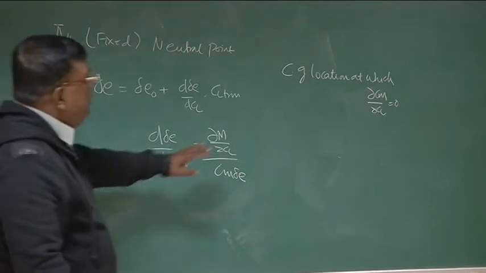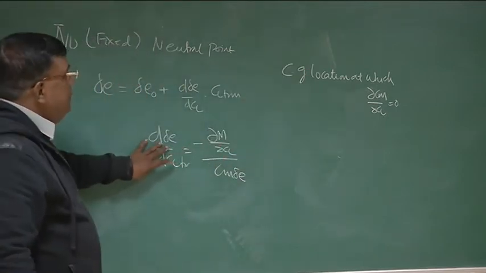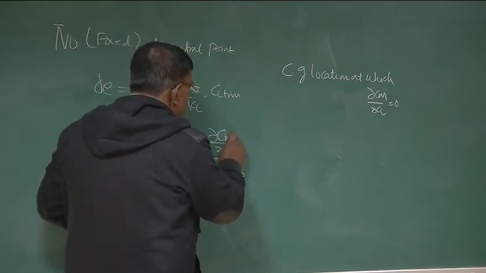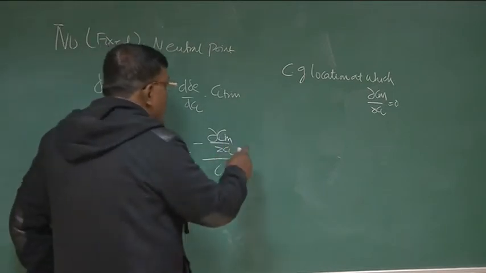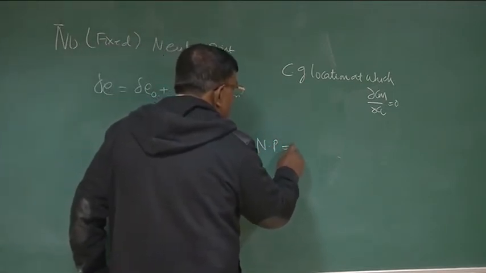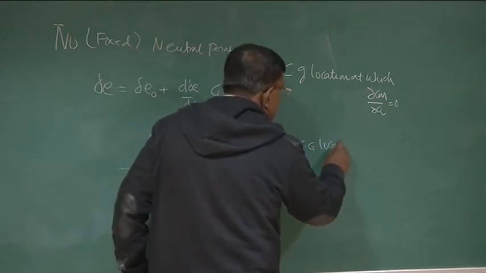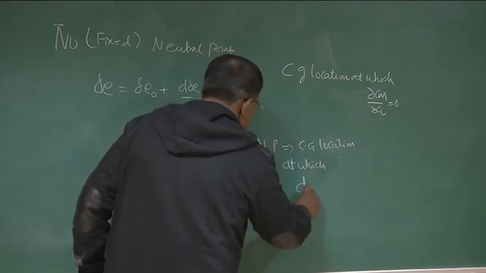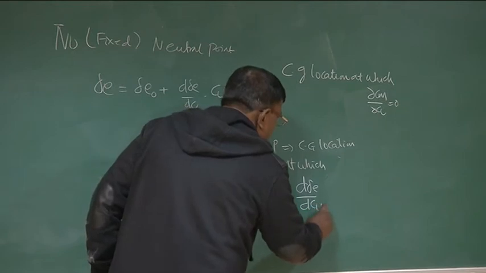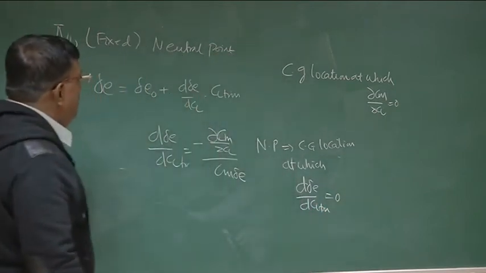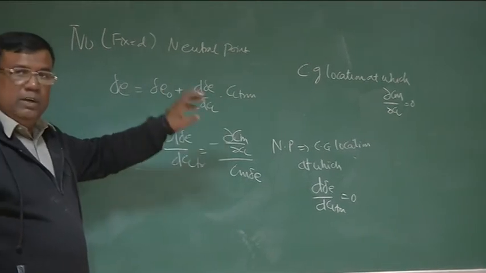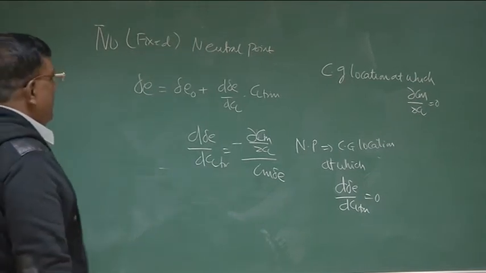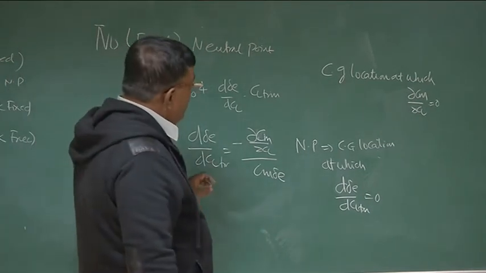So, if I now translate this understanding here, since at neutral point dCm by dCl will be 0, I can say neutral point is that CG location at which approximately d delta E by dCl trim equal to 0. Why is it approximately? Because this expression is approximate. Remember, we neglected few terms. So now from experimental point of view, it is extremely important what are the approximations you are doing. Right? So what is the message now?